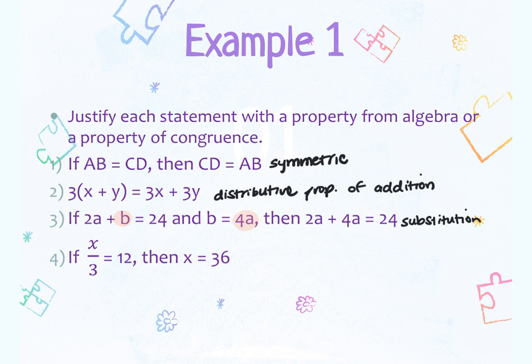And for if x over 3 equals 12, then x equals 36. So to get from the if to the then, this time we multiplied by 3 on both sides. And 12 times 3 equals 36 tells me this is the multiplication. And we do property of equality here. So multiplication, subtraction, division, and addition, we say property of equality like that.